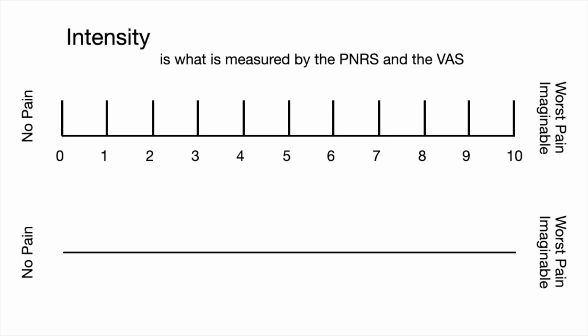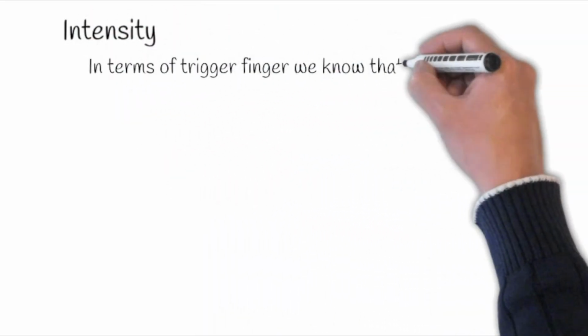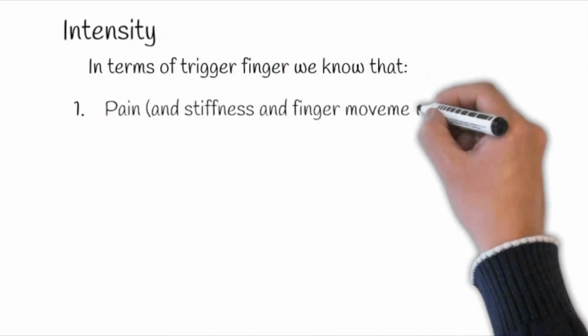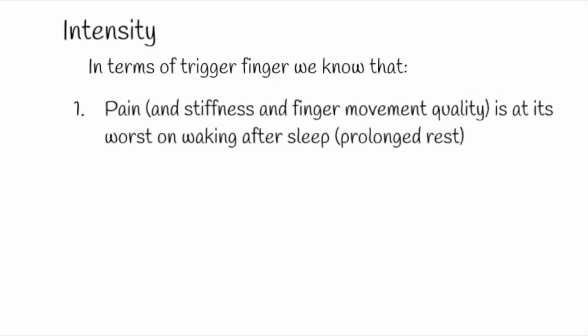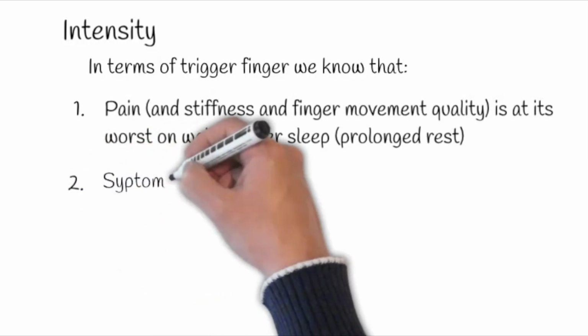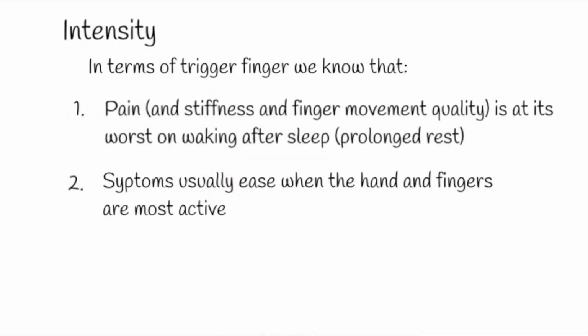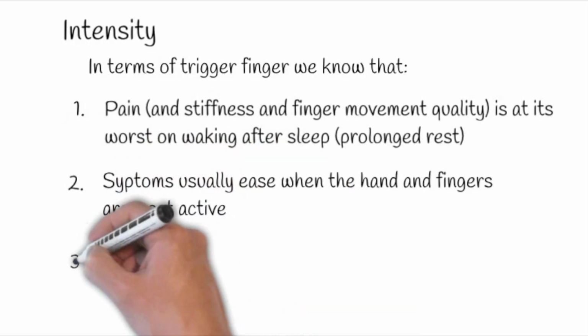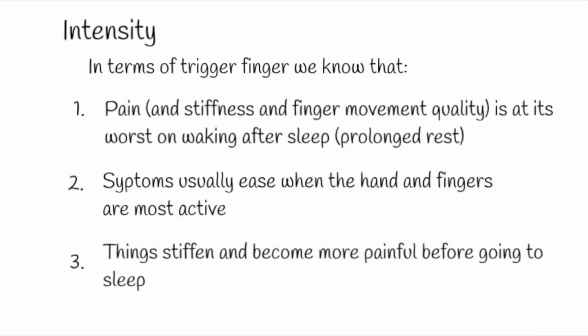Intensity tells us how bad the pain is at any one time. As pain increases, the more the scale is recorded towards the right. For trigger finger, we already know that pain, together with stiffness and finger movement quality, is at its worst on waking, which for most is in the morning. We also know that symptoms associated with trigger finger usually ease as hand activity increases throughout the day. We also know that towards the end of the day, the affected finger stiffens and symptoms start to advance again.